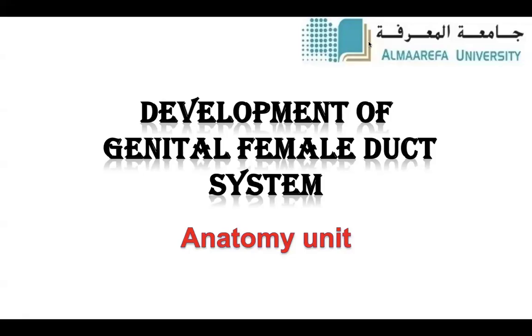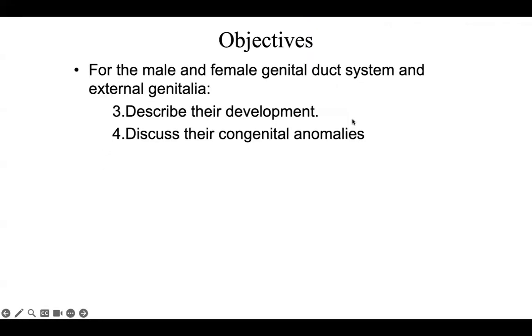Development of the female duct system. As we discussed before, in the male system, we have two duct systems. One is called the mesonephric duct. We have two mesonephric ducts.